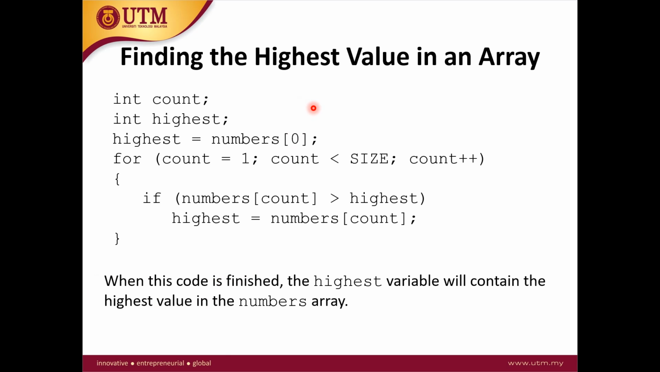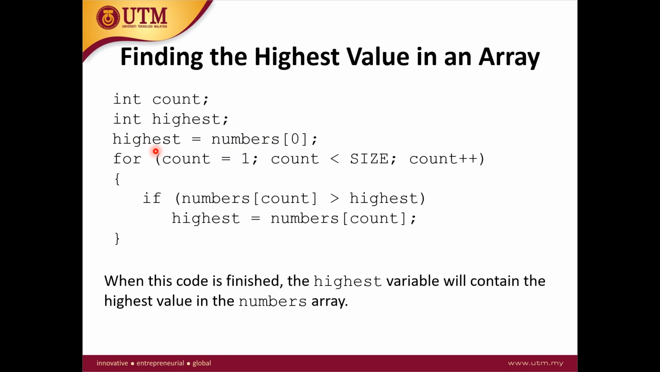Finding the highest value in an array, there is a little trick here. For example, int count, int highest. At the beginning we are saying the highest value is the element at index number 0. The first element of the array is going to be assigned to highest. That means the highest element is the first element, and then we are checking against the other elements.